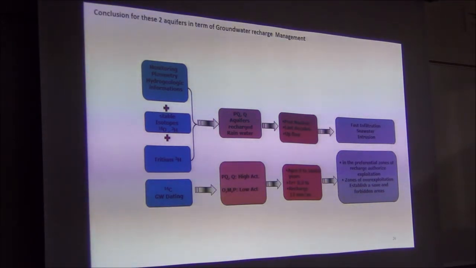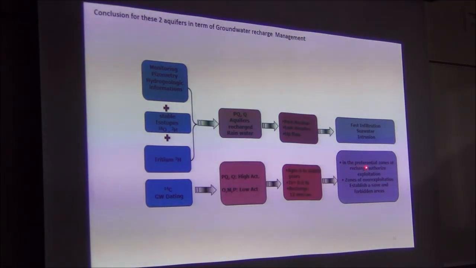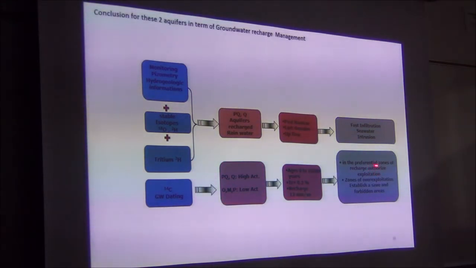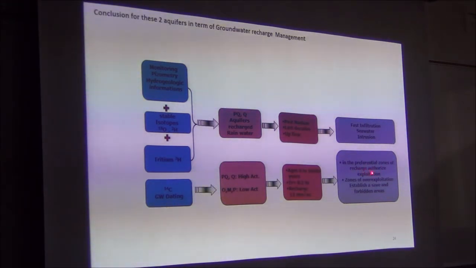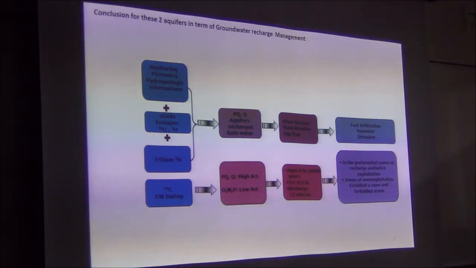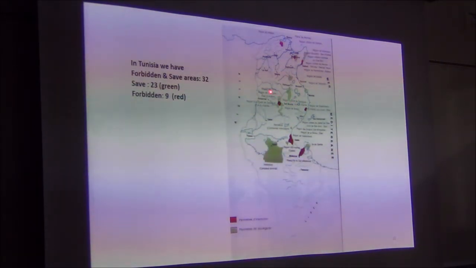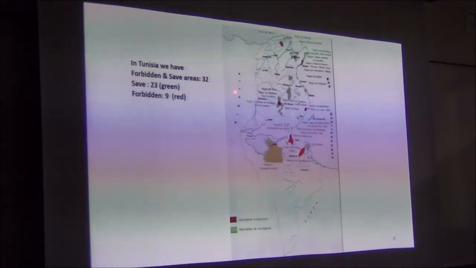In this region, we established the location of the preferential zone of the recharge, and the water authority authorized farmers to implement new boreholes or deep wells. But for the zone where we have over exploitation, they established a safe and forbidden area of exploitation of groundwater. Here we have the map of this forbidden and safe area.